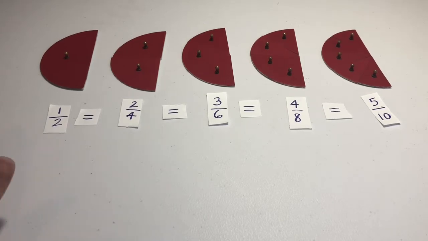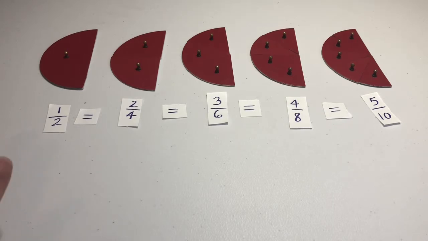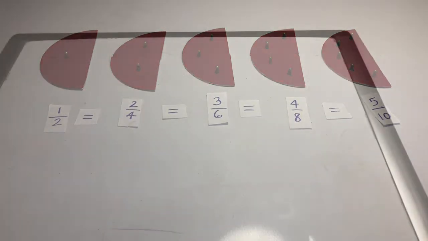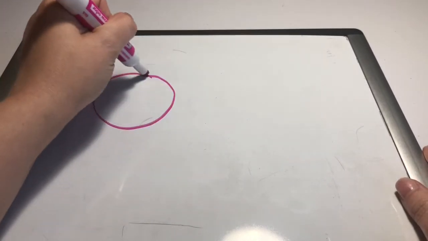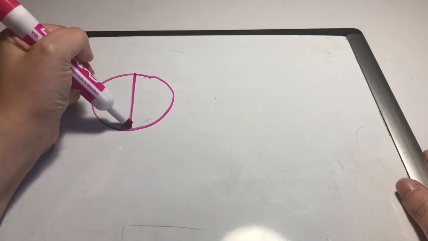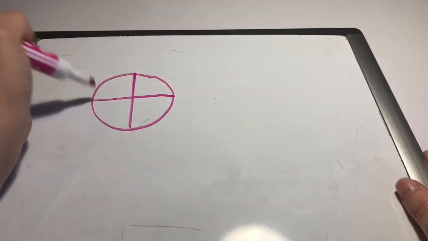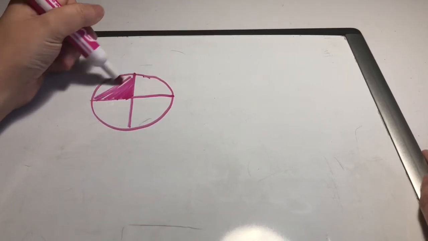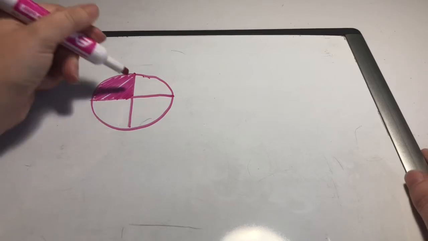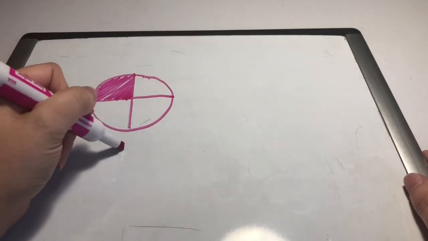The next part to this lesson is talking about other representations of fractions, and we'll see what that means in a minute. All right, so what we've been looking at so far are fractions in the form of a circle or a pie. So something like this. We have a circle and it's divided into equal parts like this. And if I wanted to show 1/4, I would color in one of my 4 pieces and I would write 1/4.